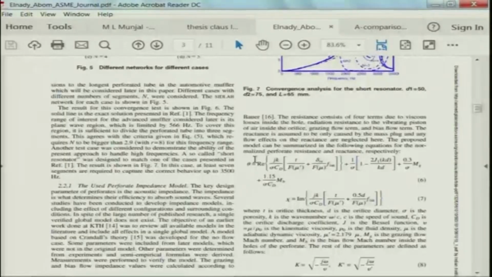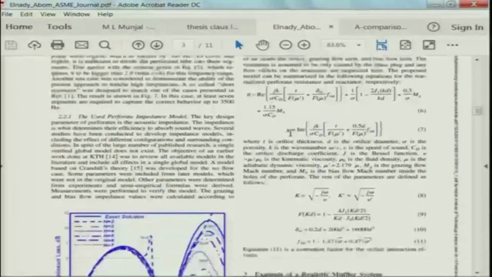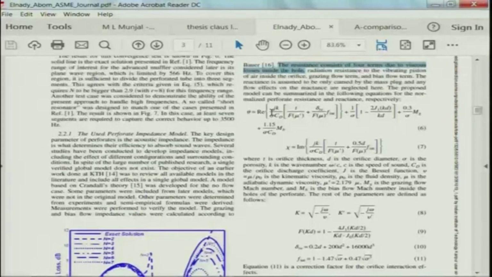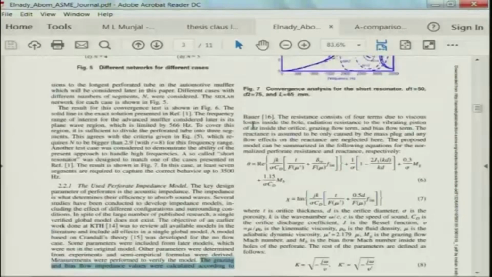adopted from the paper here, where they modeled perforates as a system of 2 port elements. They said that the grazing and bias flow impedance were calculated according to a previous work, and the resistive part of the impedance consists of 4 terms, like I was just about to mention. First is the viscous losses inside the hole. This is this part, viscous losses inside the hole. They are very small holes, about 2 or 3 mm in diameter, and radiation resistance.